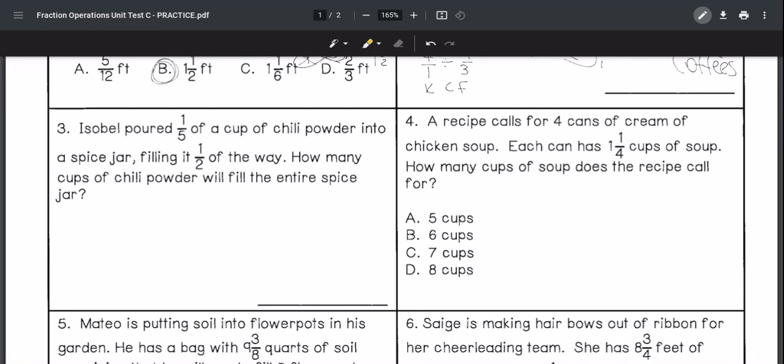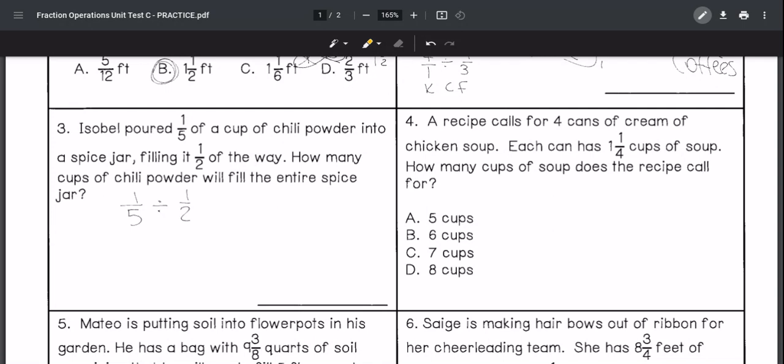Number 3, Isabel poured 1/5 of a cup of chili powder into a spice jar, filling it 1/2 of the way. How many cups of chili powder will fill the entire spice jar? So I used my 1/5 cup of chili powder and it filled half of the spice jar. So I'm going to split it into a 1/2 section.